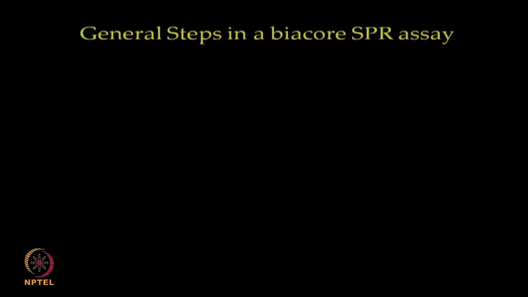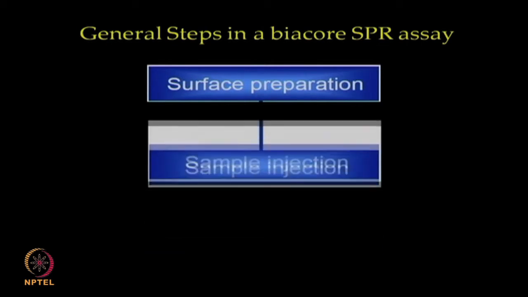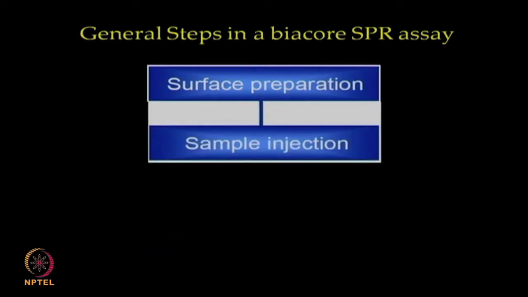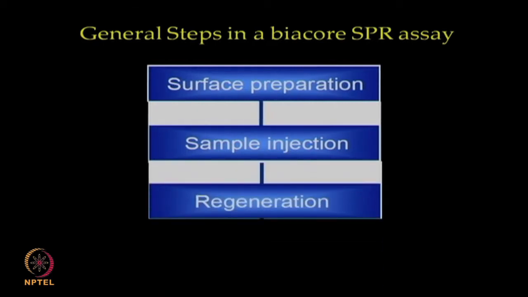The three major steps in a Biacore SPR assay involve immobilization, the process by which ligand is attached to the sensor chip surface, interaction analysis, where the analyte is injected over the sensor chip surface and the interaction between the analyte and the immobilized ligand is monitored, and regeneration, the process of removing bound analyte from the ligand on the surface.